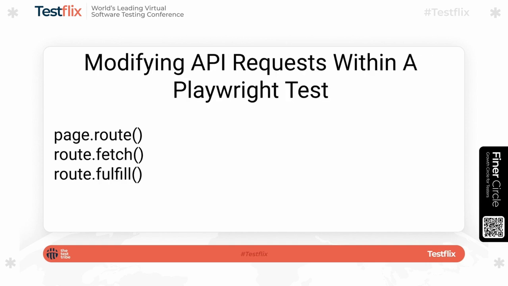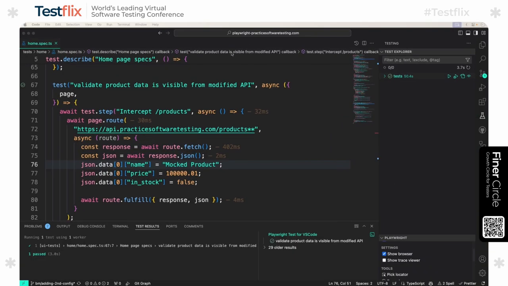In this next section, we'll talk about modifying an API request within a Playwright test. This is going to use page.route and then route.fetch and route.fulfill. So let's zoom in over to our code.